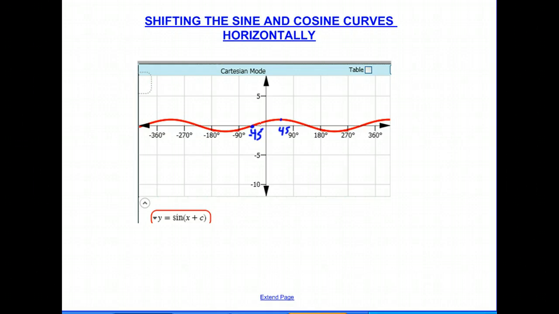So whereas it usually crosses the x-axis at 180, notice over here it has shifted to the left 45 degrees, so now it's at 135 degrees, and so on and so forth. So the graph shifts to the left as we increase the value of c. Let's take a little more careful look at that.